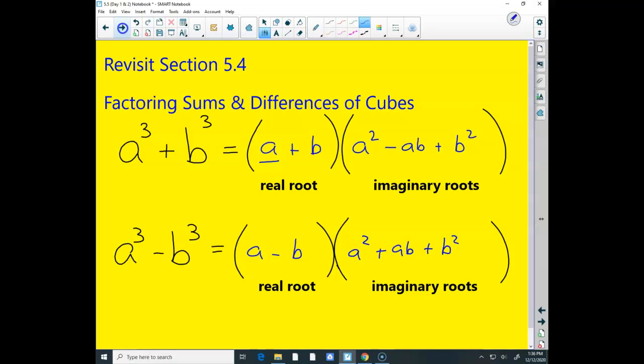And there you go. Your real roots are usually in the beginning. Well, they're always in the beginning. Imaginaries are second. And remember, these second ones never factor more. Okay? That's a big thing to know right there, because it saves you from guessing and checking in the end.